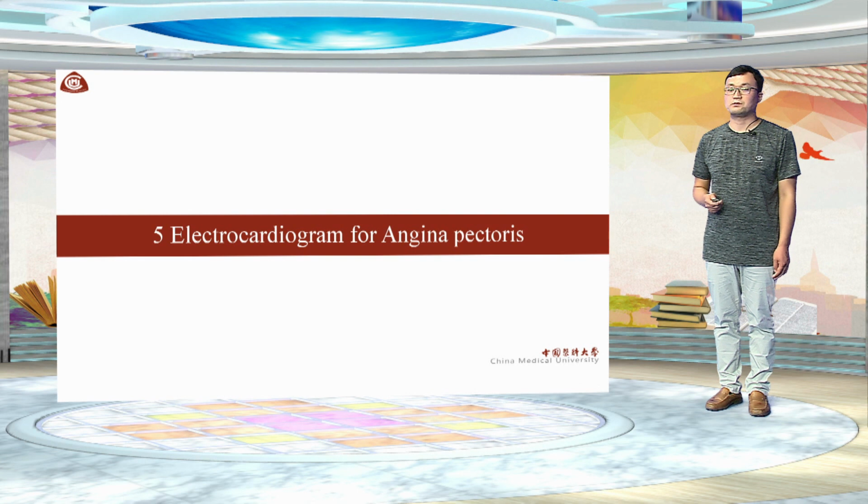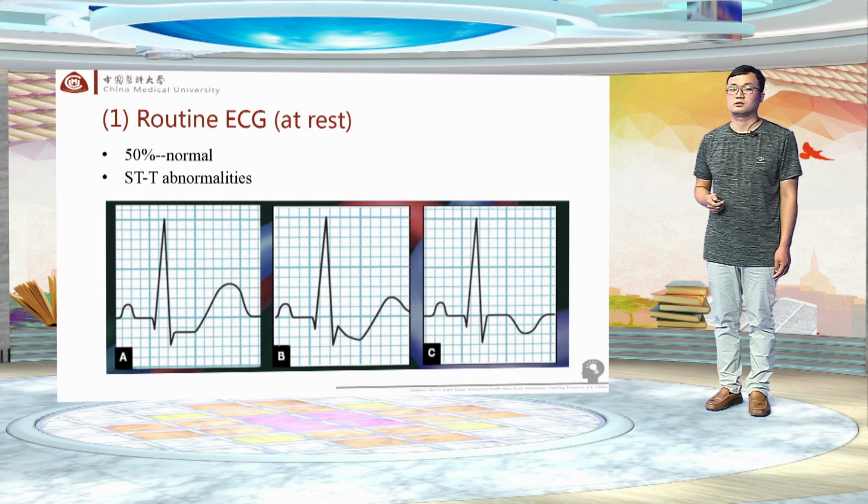Part 5. For the lab examination of angina pectoris, the ECG is the most commonly used and quite important one, so we pay attention to this part. First, routine ECG at rest. For patients with angina pectoris, about 50% have a normal ECG at rest. But for some other patients, we may find ST-T abnormality in the ECG, such as ST depression and T-wave inverted.